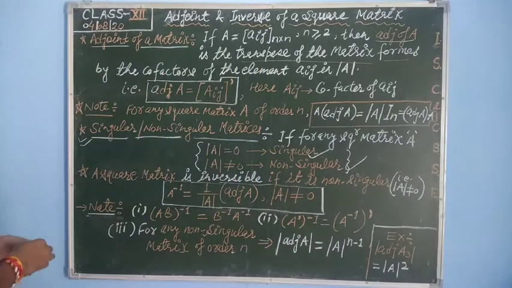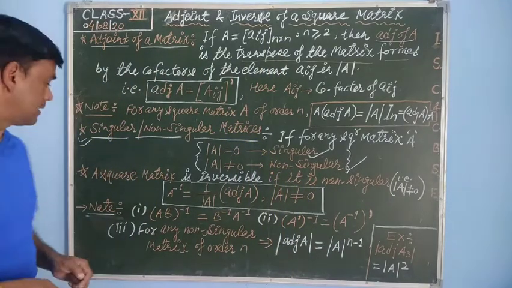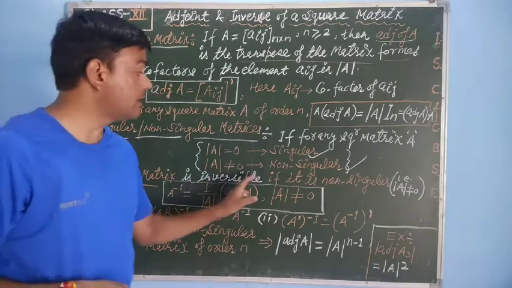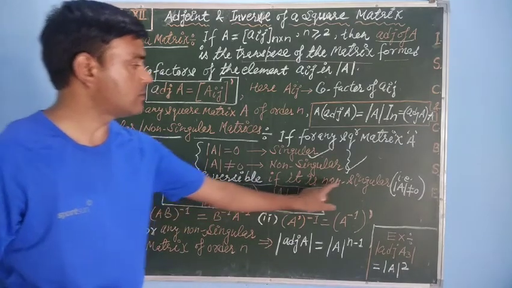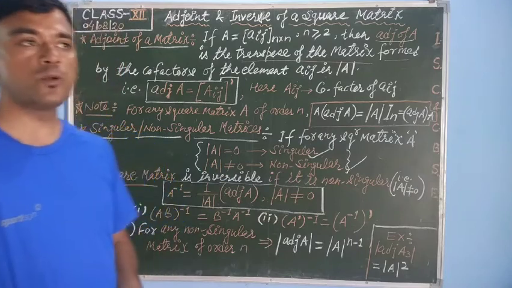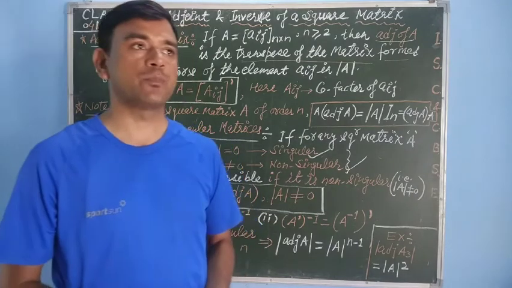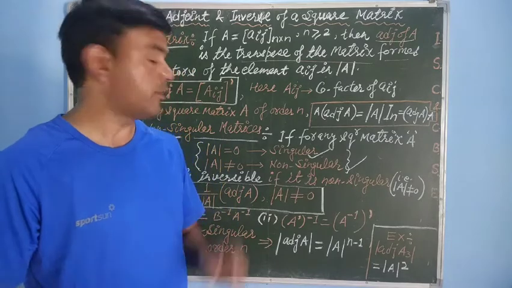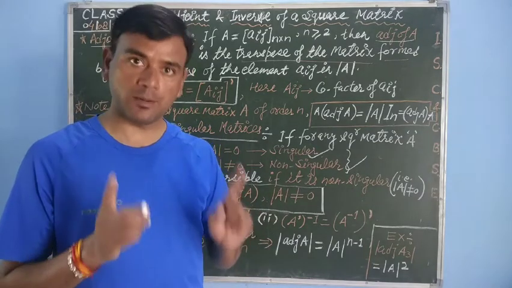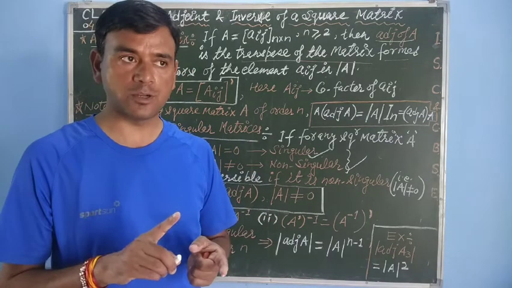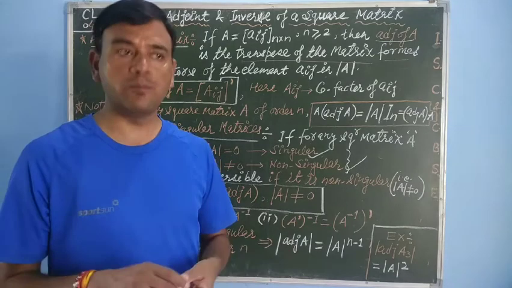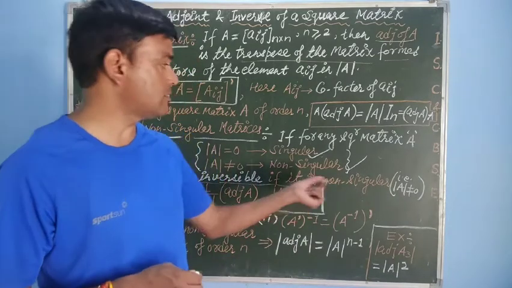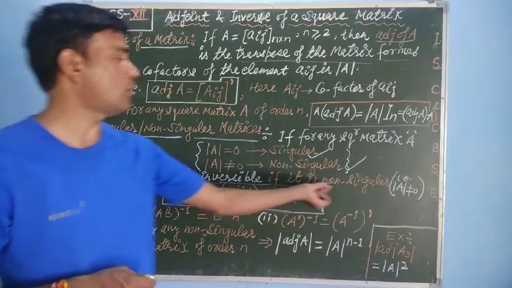Now come to the inverse of a matrix. A square matrix is invertible if it is non-singular. So students, if you are asked to find the inverse of any matrix in your exam, then first of all you have to check whether the matrix is square or not. Obviously that will be a square matrix. Then you have to check the determinant. If its determinant is not equal to 0, it means that it is non-singular.